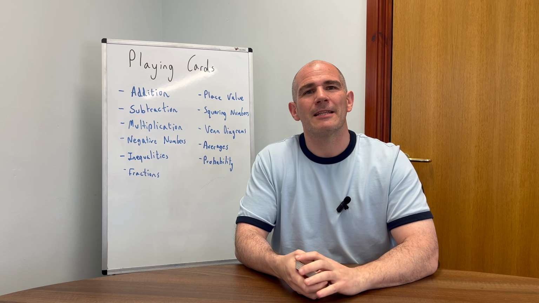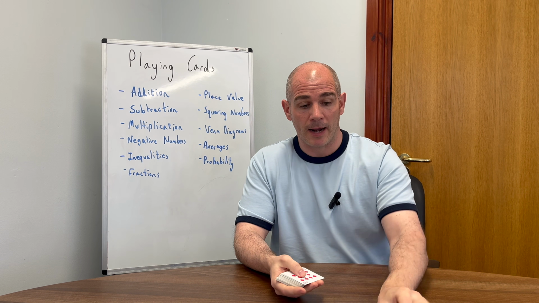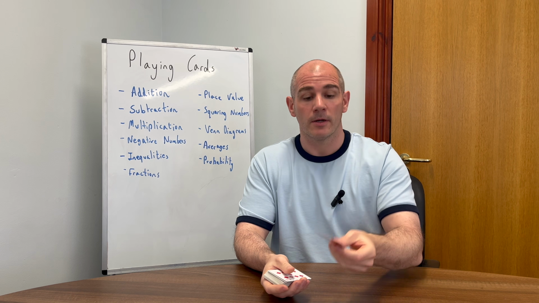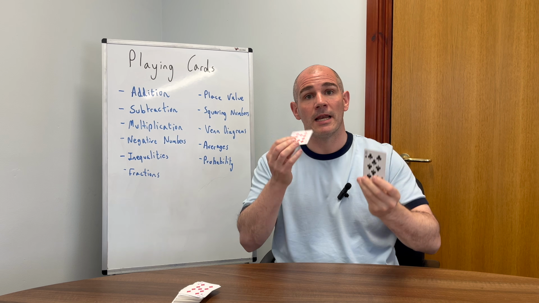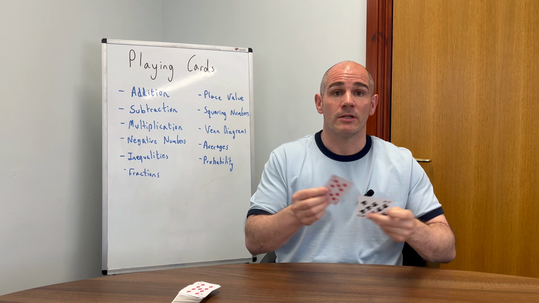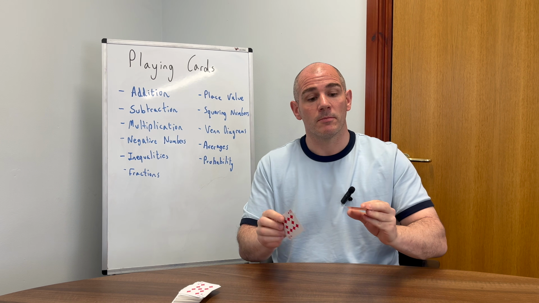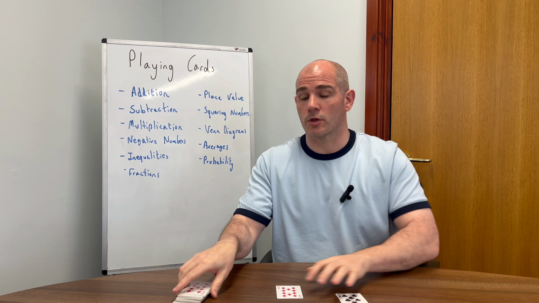Okay, negative numbers. This is quite a good one, in that perhaps black is a positive number and red is a negative number. So here we've got a positive number and a negative number. And then you can do different activities with positive and negative numbers. So perhaps you can order them, so put them in order.